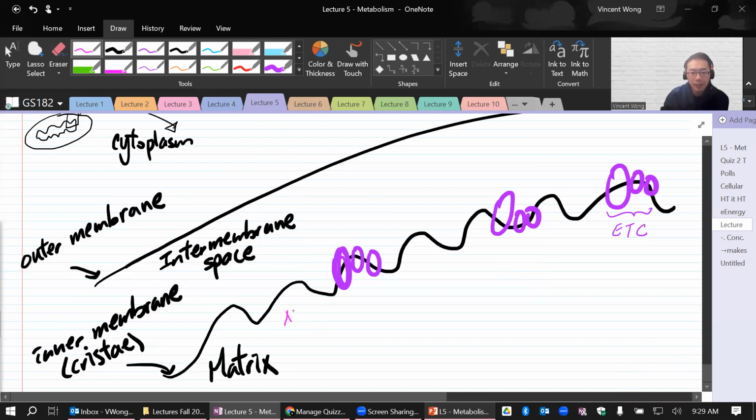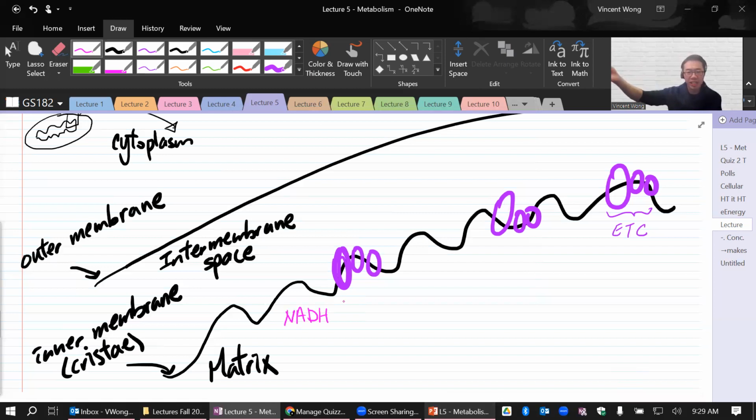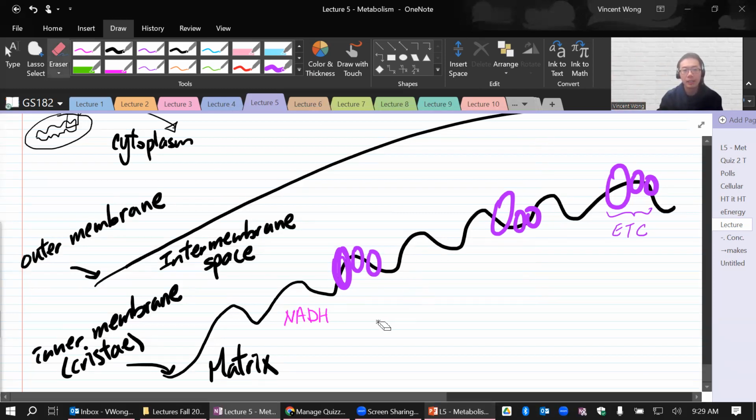So we have the NADH that's coming from the second or third step, from pyruvate oxidation and the Krebs cycle, right? And this is what's going to happen. Take a look. The NADH will go to the first protein of the ETC, and then it will deposit the electrons.